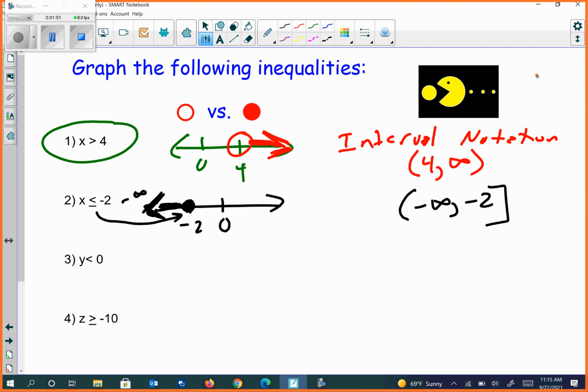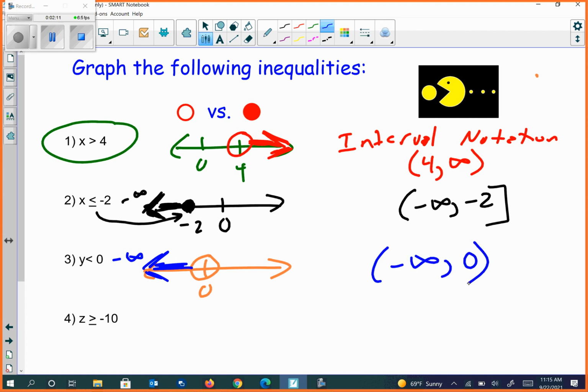Questions for me on that so far? All right, problem number 3. I want values that are less than 0. Okay, I don't want values equal to 0. I want less than 0, so it's going to be an open dot going to negative infinity. And again, if I did my interval notation, it's going to go from negative infinity to 0. 0 has a parenthesis or a soft bracket because we didn't have an equal sign with this.